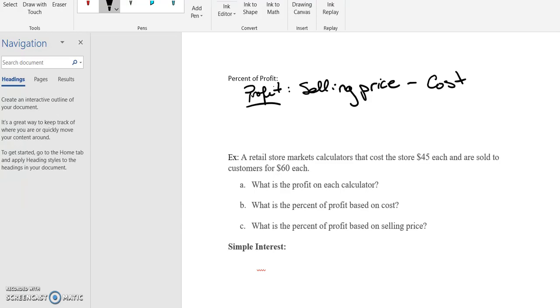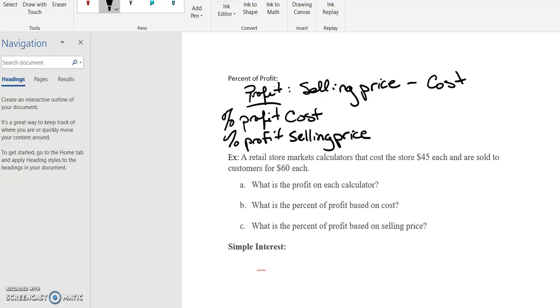Now, if I am dealing with percent profit, we need to determine, do we want the percent profit based on cost, or do we want the percent profit based on the selling price? Okay, and these are different. These are different percents, different ways to calculate them.